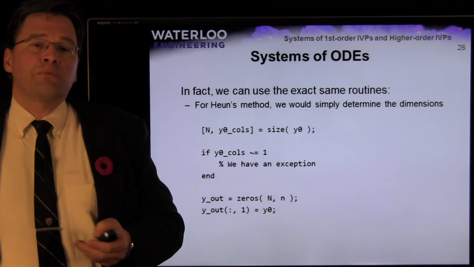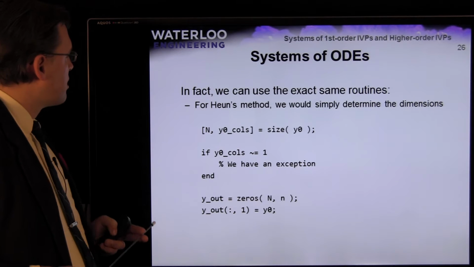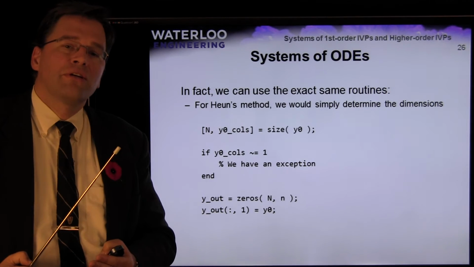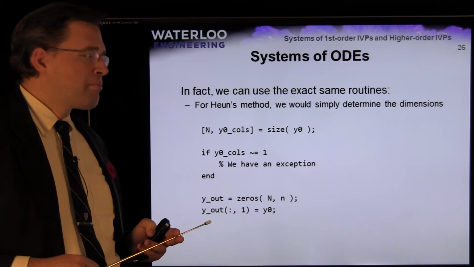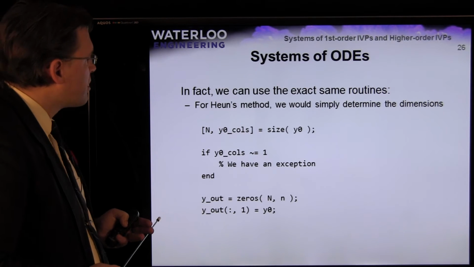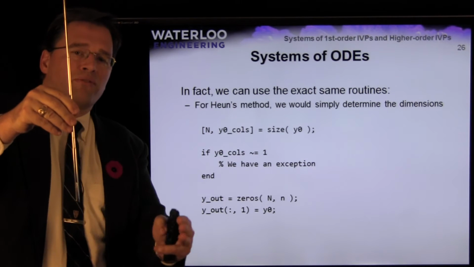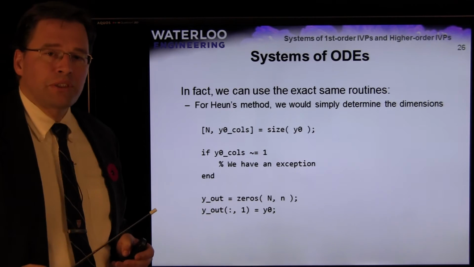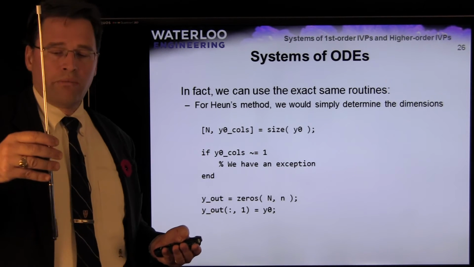So in many cases, we can use all the same code. We just have to make a few small checks and balances. First of all, we have to make sure that the initial vector y0 is no longer a scalar, but an n-dimensional column vector. So let's get the size, and let's also get the second size as well. The second size had better be 1, so it had better be a column vector, so the number of columns is 1. We'll check that. If it's not equal to 1, we'll throw an exception, just give the user a warning: the initial conditions are not a column vector.